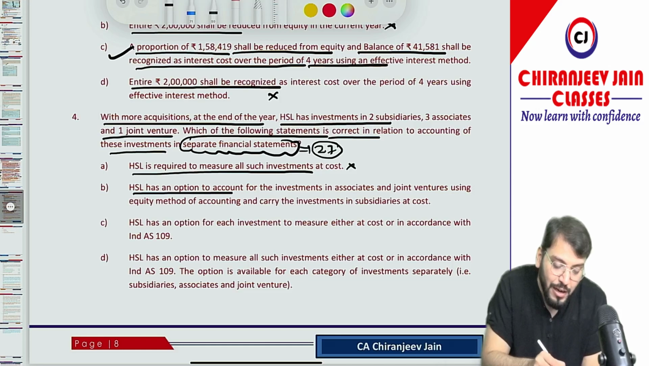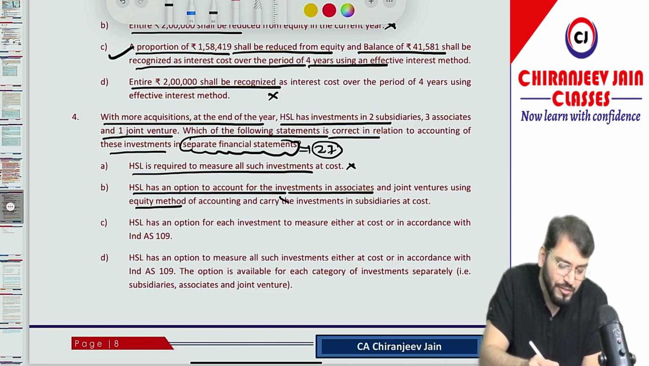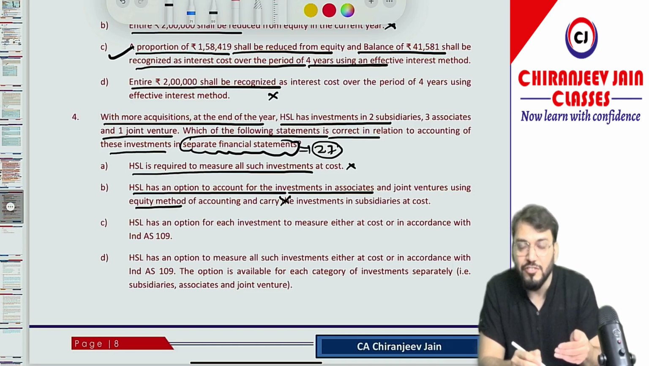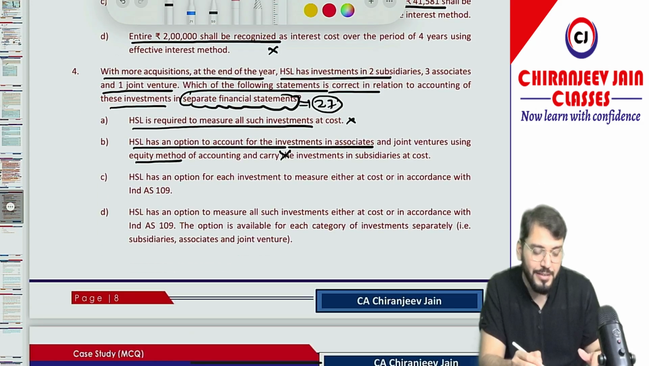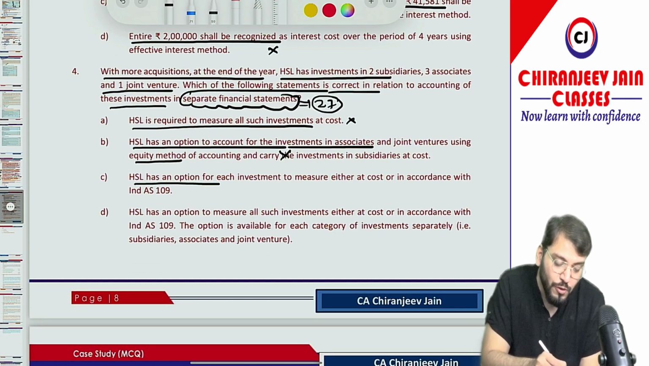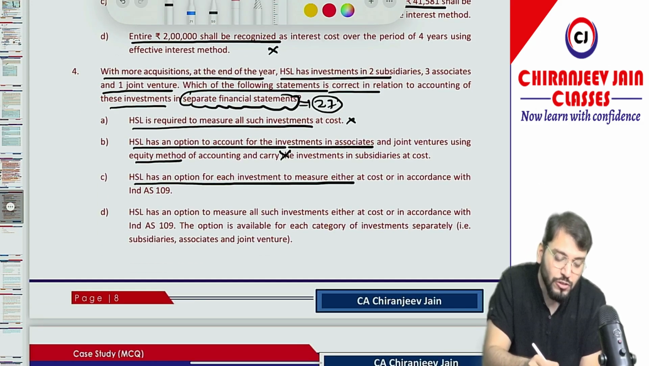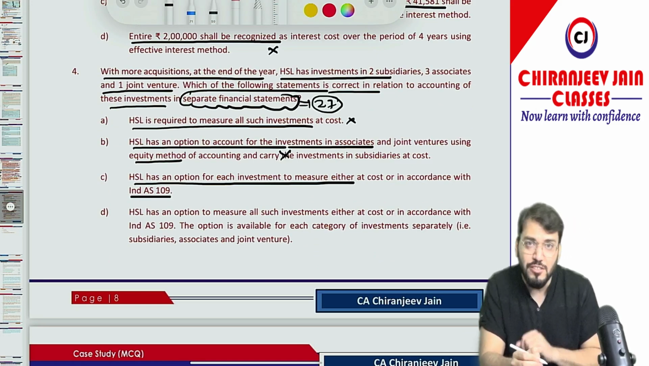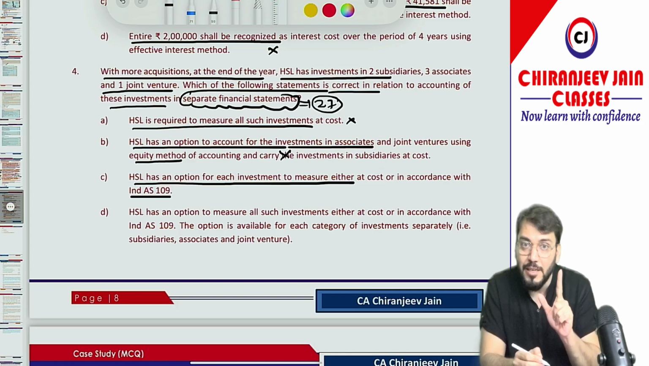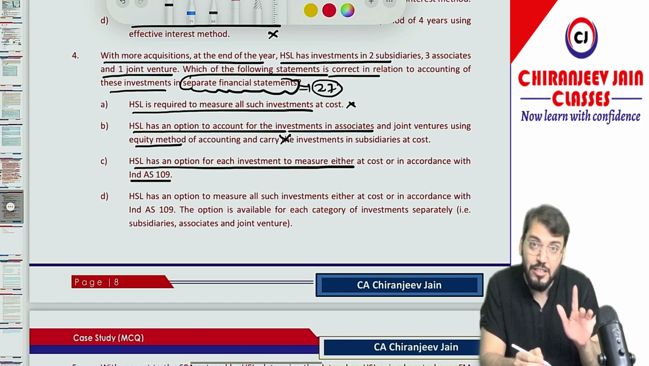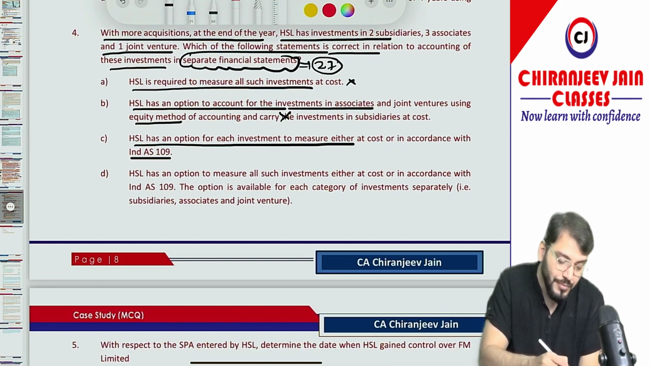HSL has an option to account for the investment in associate and joint venture using the equity method. This is 100% wrong because in separate financial statements we don't use the equity method. Correct: HSL has an option for each investment to measure either at cost or in accordance with Ind AS 109. This is correct. But read option number D also. Option number D might be the better option. Now always read all the options in the exam.